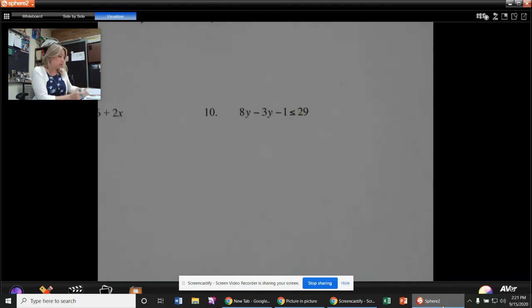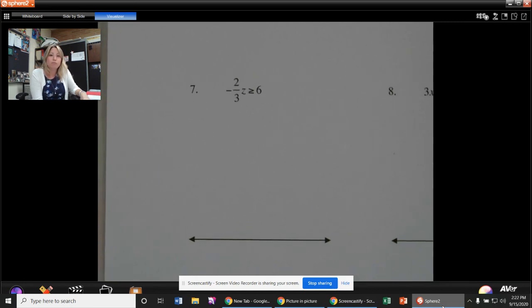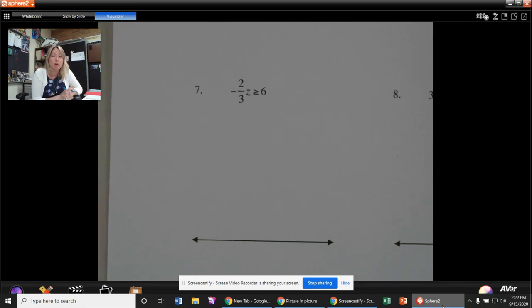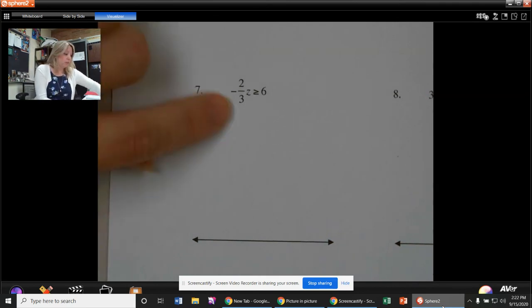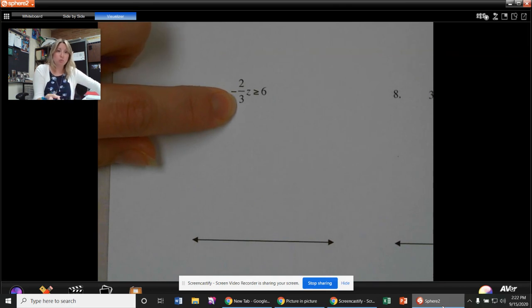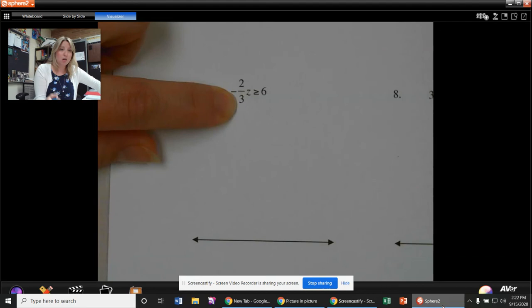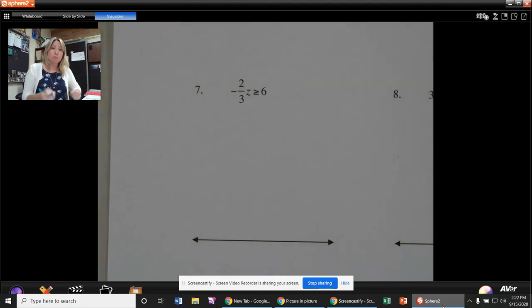Let me just check to make sure I don't have anything else crazy going on. Oh, let's do number 7, and I'll stop there, because sometimes people freak out with a fraction. Again, I want to remind you that a fraction is just a division problem. So here's how I'm going to handle this so that you don't freak out. Because this is a division problem, what value in it am I dividing by? Dividing by 3. So the opposite of dividing by 3 is multiplying by 3.